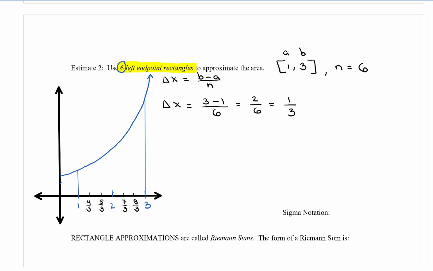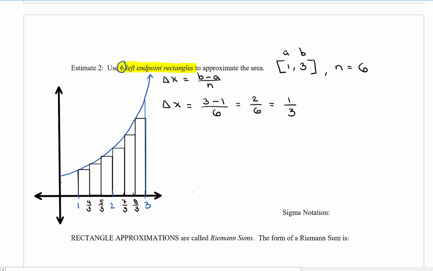Now we are ready to go ahead and draw our rectangles. So there's 1, there's 2, 3, 4, 5, and then one more will make 6. I'm drawing these rectangles in from left to right, and each one of these rectangles has the upper left-hand corner that lies directly on the graph of my function.